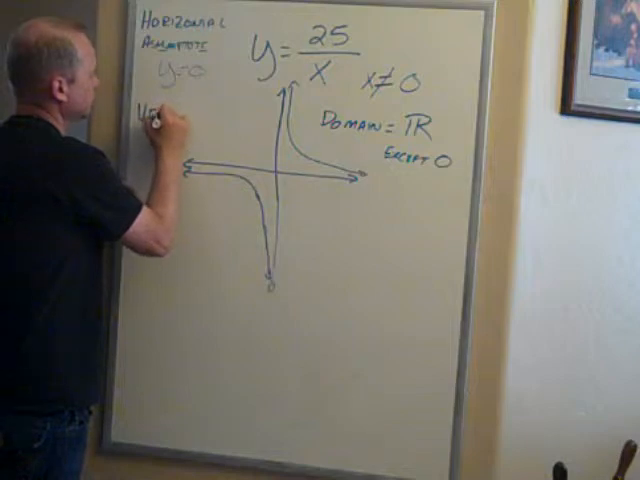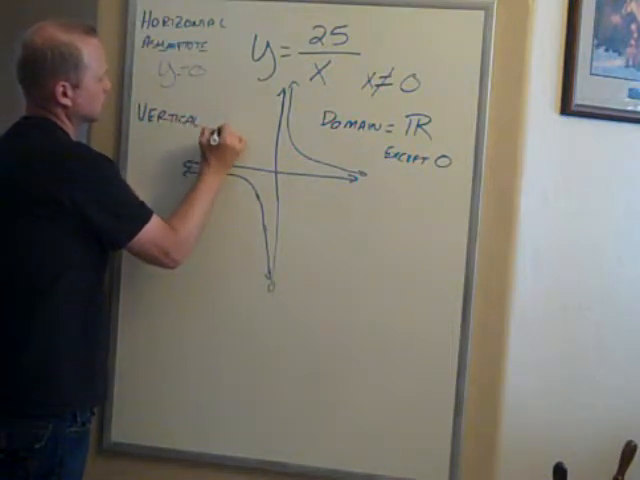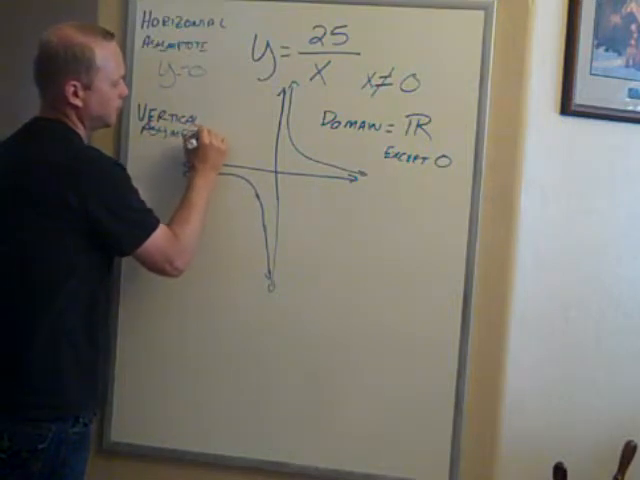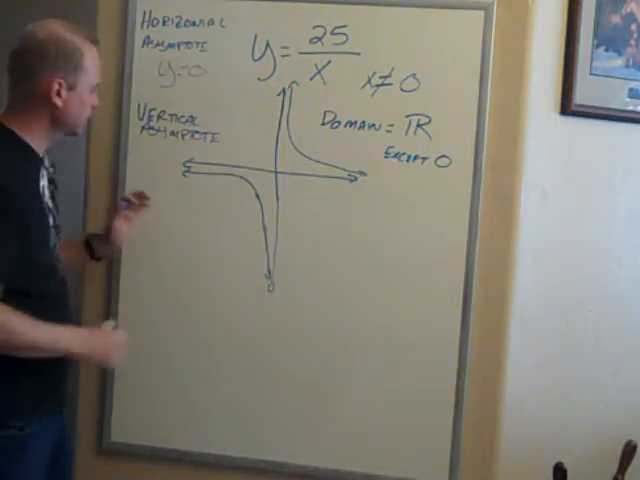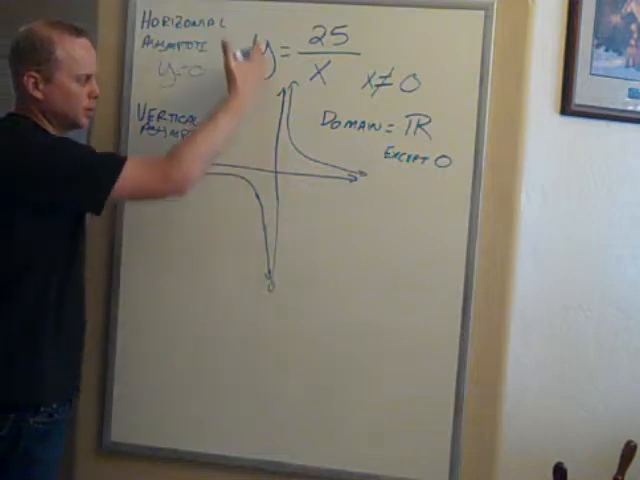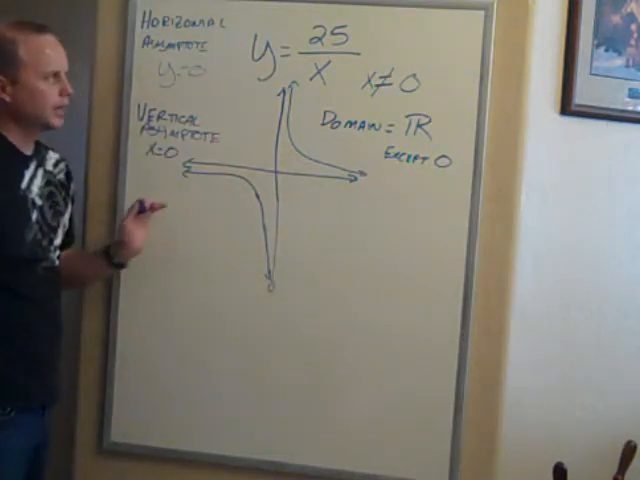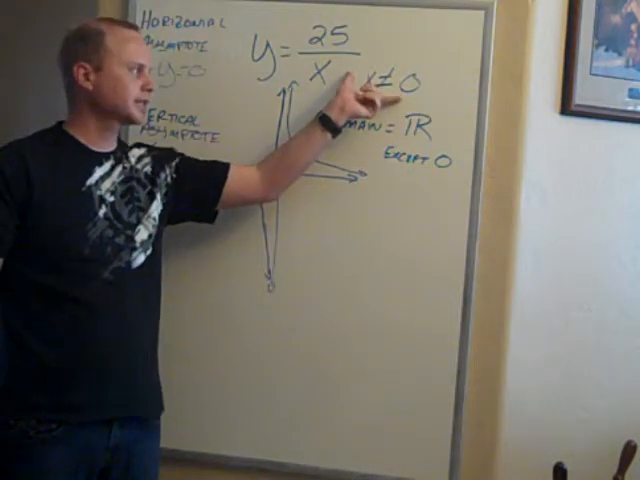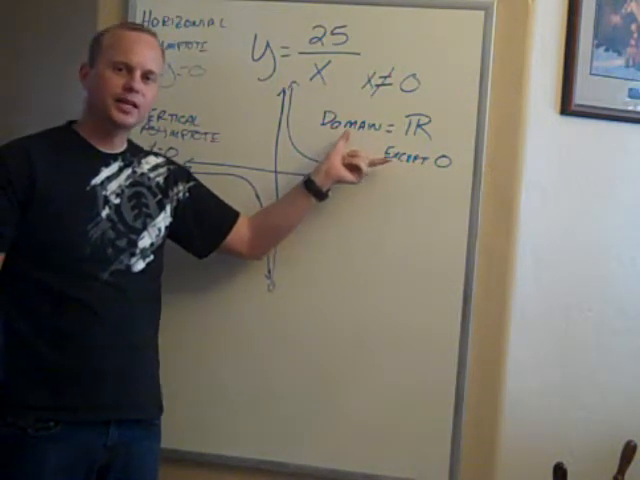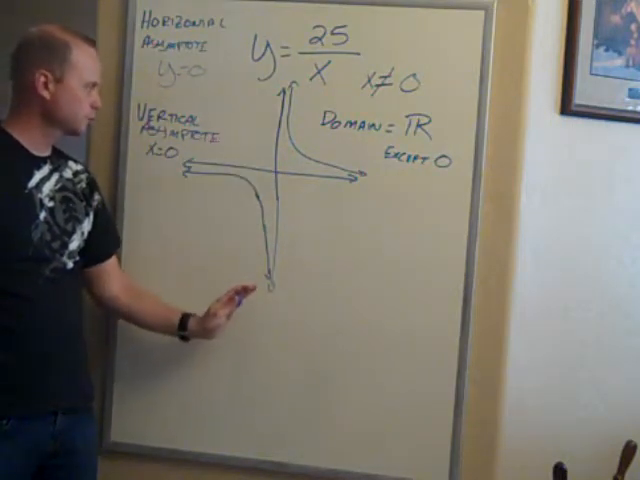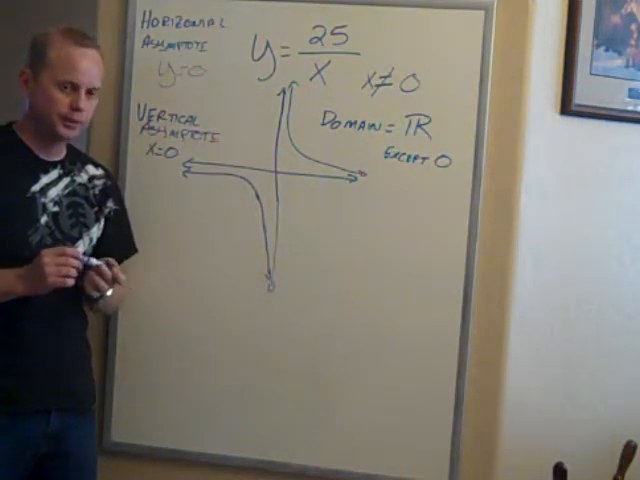The vertical asymptote, kind of a funny word, asymptote, but it is. So the vertical asymptote, the one that it gets really close to but never quite touches, is x equals 0. And it's always whatever this number is that x cannot be. The domain is everything except that number, and that number is our x equals. Okay, that is our vertical asymptote. It gets real close to but never touches.